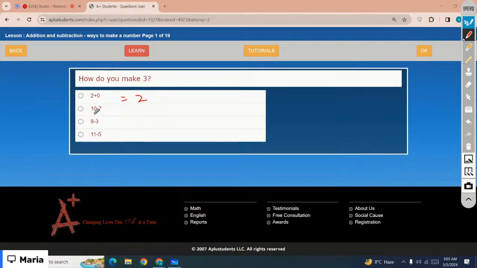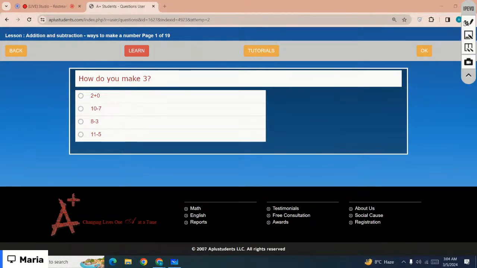Then you have 10 take away 7. So you have 7, 8, 9, 10, that is 3. Then 8 take away 3: 4, 5, 6, 7, 8, that is 5. 11 take away 5 is 6. So the only option that makes 3 is 10 take away 7. That is the correct option. Got it? When you are given the options, that is very easy. Just add and subtract and you can find the correct one. So the correct one is 10 take away 7 equals 3. Option number 2 is the correct option, right?